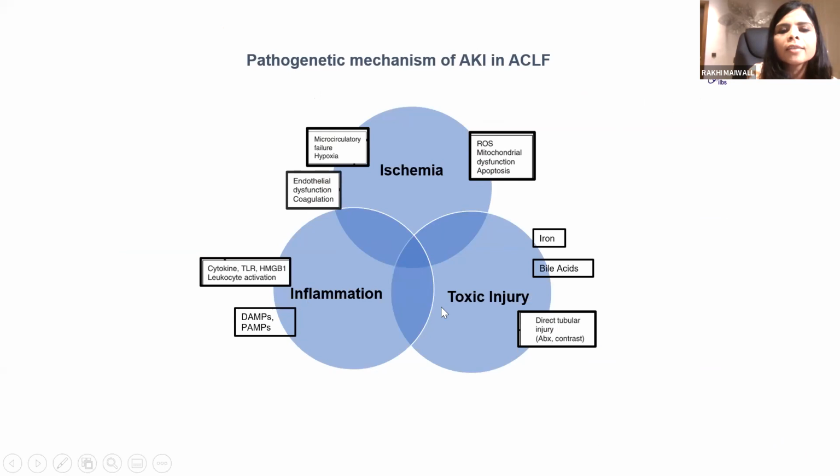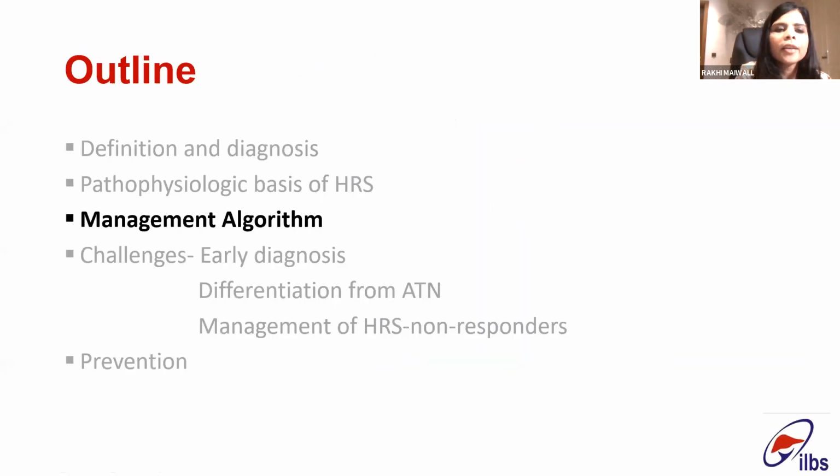other important factors, particularly inflammation, sepsis, the cytokine storm, the endothelial dysfunction, coagulation disturbance, microcirculatory dysfunction, and particularly the toxic injury due to bile acids and the bilirubin, because these are patients who are deeply jaundiced. So all these factors also come into play, apart from the portal hypertension that is driving the HRS development or the kidney injury in these patients.